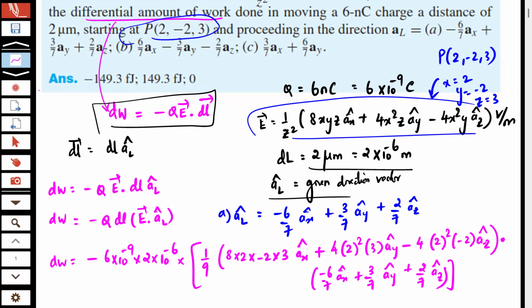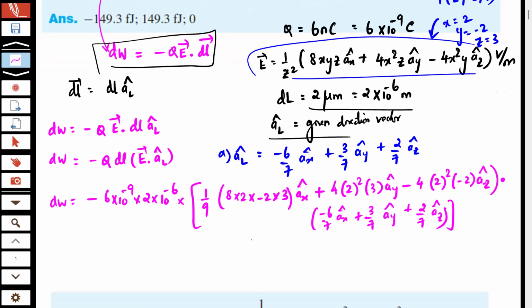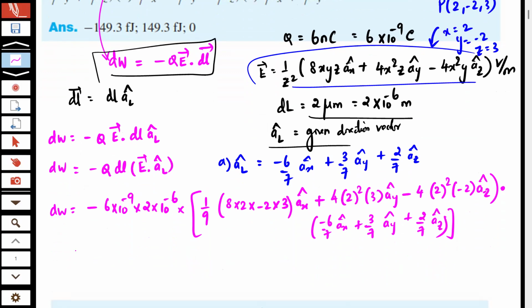Now when we are taking the dot product, this x component value and this x component value should be multiplied. This y component value and this y component value should be multiplied. This z component value and this z component value should be multiplied to get the dot product between two vectors. You can recall how we have taken the dot product between two vectors. So we can compute that.